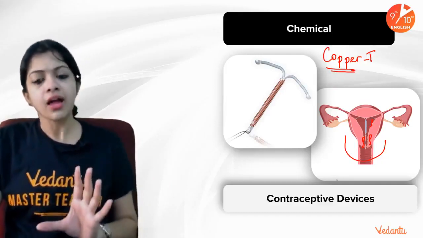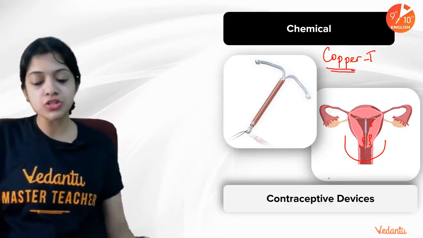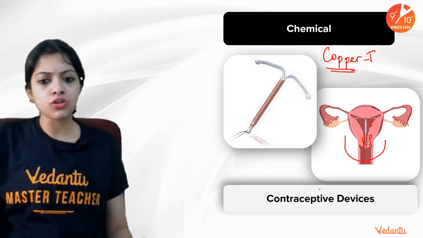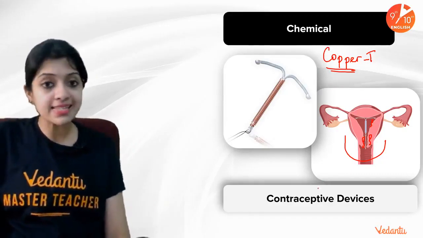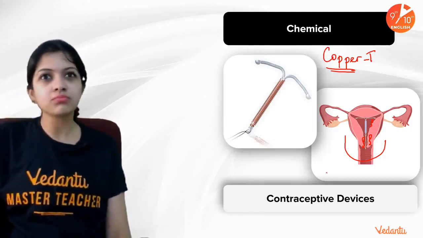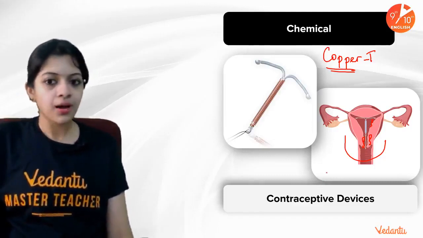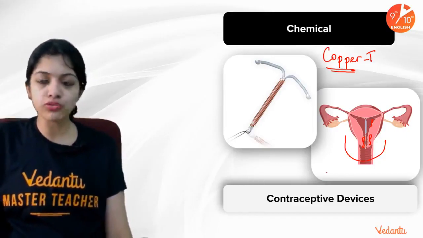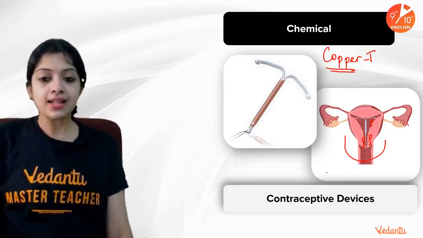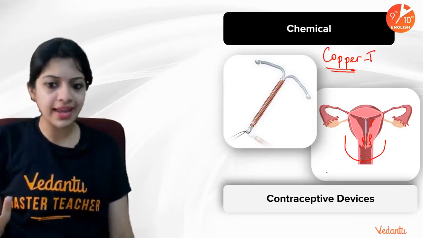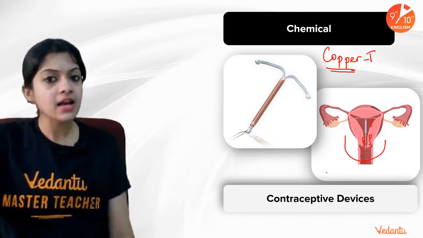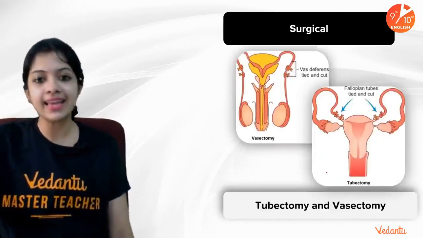So these are not permanent solutions. Copper T and other such devices stay on for roughly 2 to 3 years or so. But yes, there are pros and cons of all of these methods, and a couple should always be free to decide what is most suited to their lifestyle and their needs.